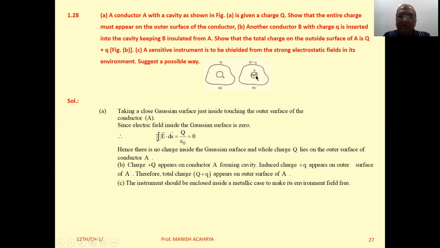Now, the third question. We know this thing: if any type of external field is there, for a conductor with a cavity, inside the cavity the electric field is always 0. So if you want to shield a sensitive instrument from a strong electrostatic field, then you have to place it in a metallic case. The metallic case forms a cavity, simple thing. Clear to all of you?